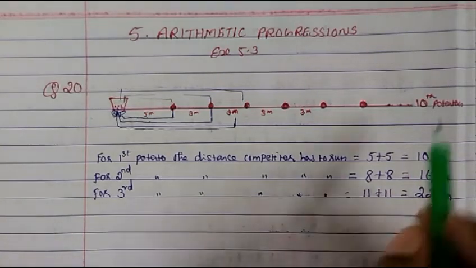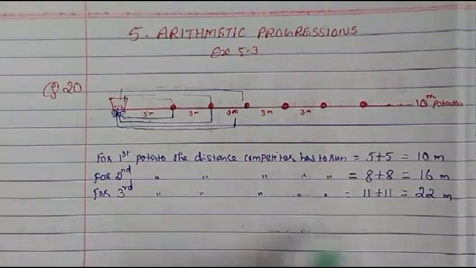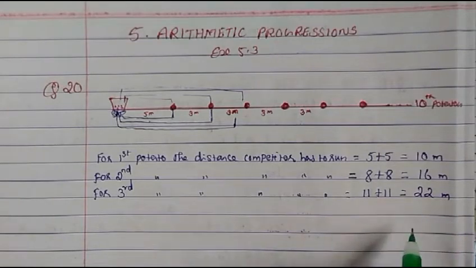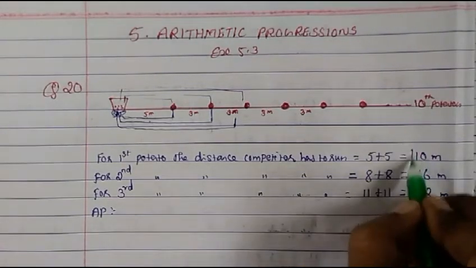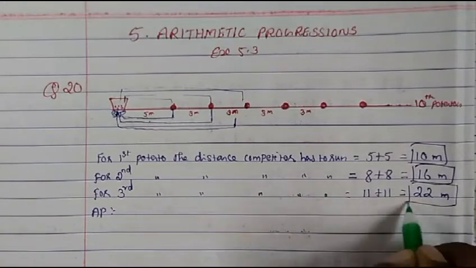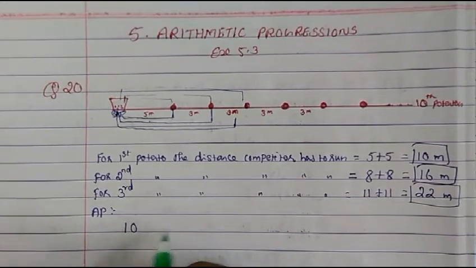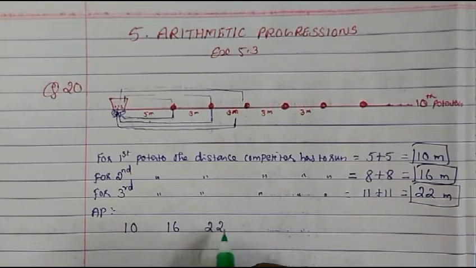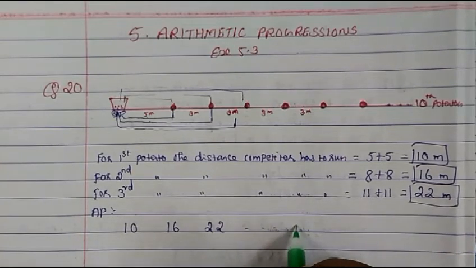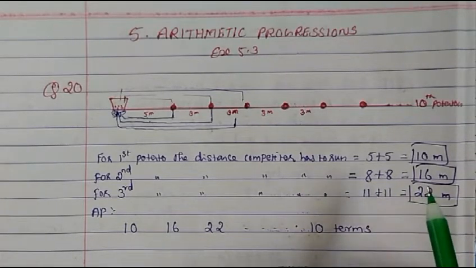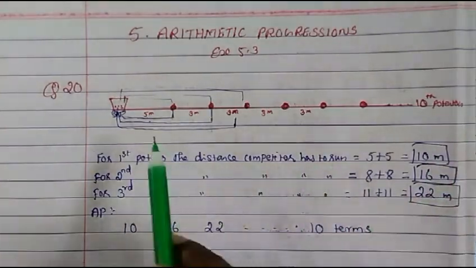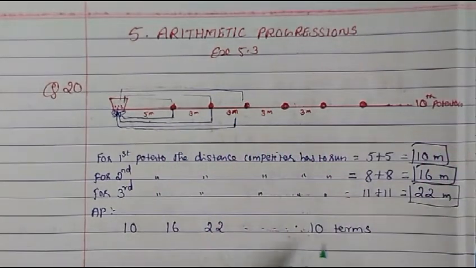Okay, so likewise up to how many potatoes? Up to 10 potatoes are there. So up to the 10th term we have to find out. So let's write down our AP. The AP forms here: first 10, then 16, then 22. So we have 10, 16, 22, and so on, up to how many terms? 10 terms, because 10 potatoes, right? The question says total 10 potatoes are there. So first potato, second, third, fourth, so total 10 potatoes. For the 10th potato, how much distance she has to run, that we have to find out. So this is our AP.